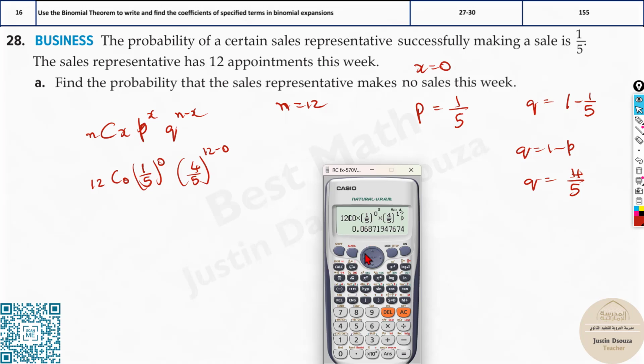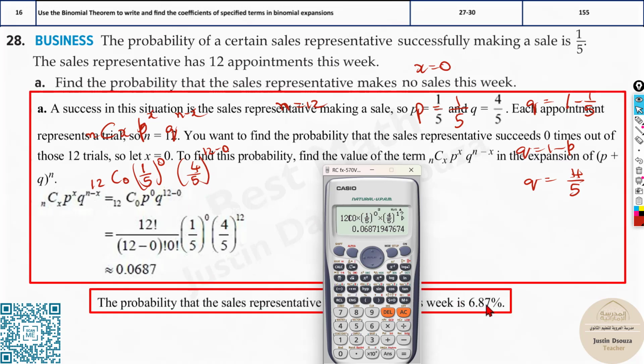The answer is, see now, whatever answer you get is not in percent. They will generally ask in percentage, I believe. Let's see, yeah, it's in percentage. So what you need to do is multiply this by 100, you get the percentage. It's 6.87%, or it was 0.0687. You can see over here the substitution.